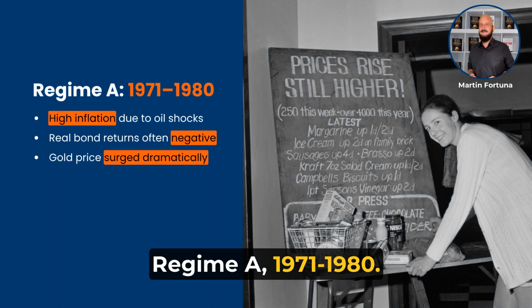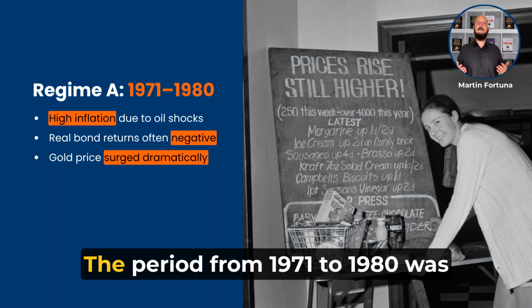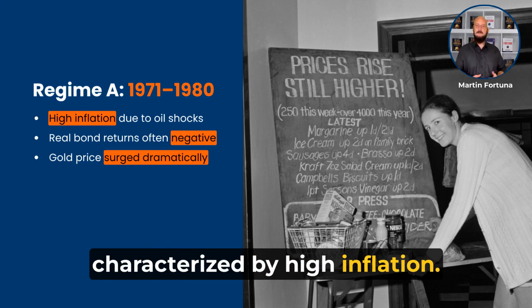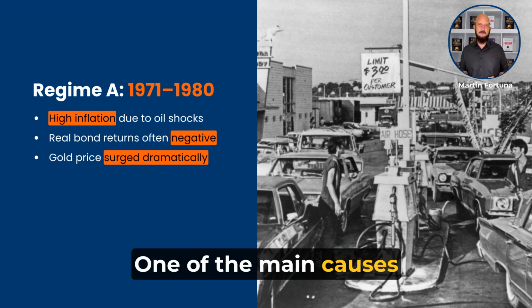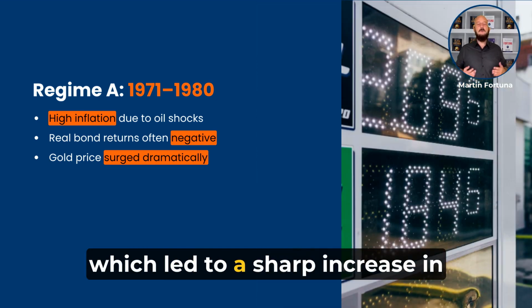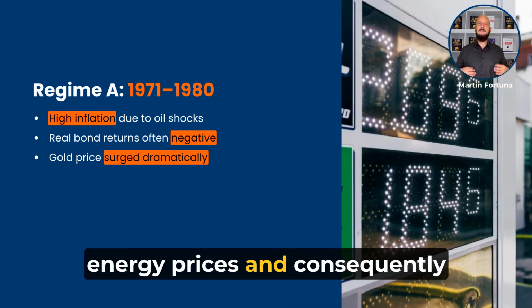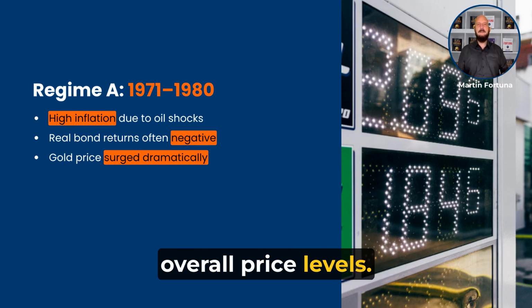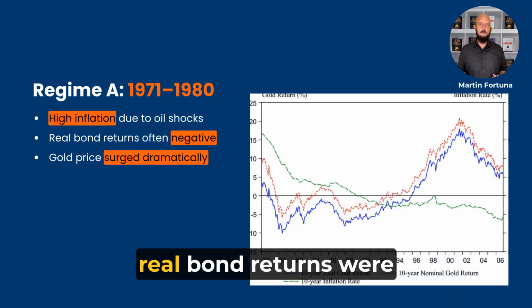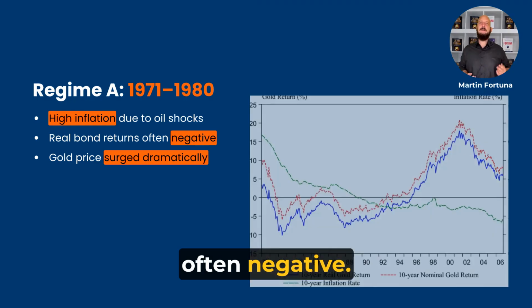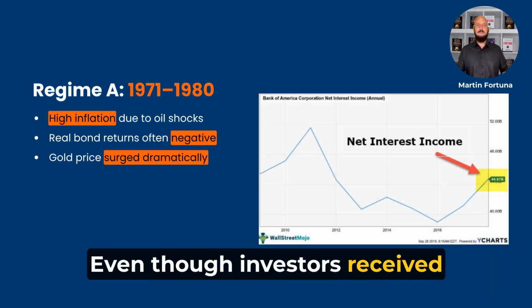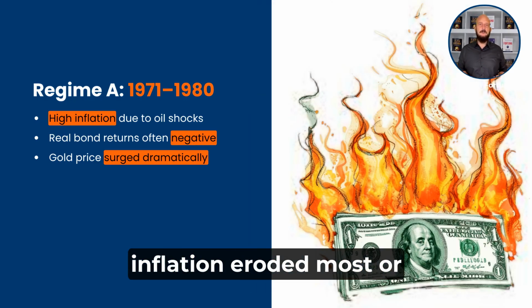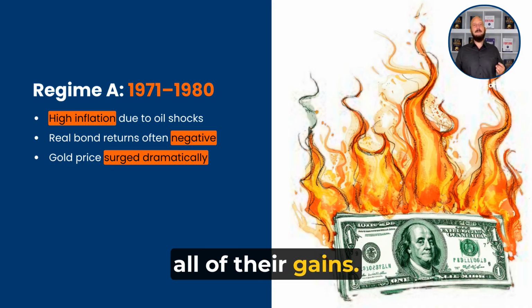Regime A, 1971-1980. The period from 1971 to 1980 was characterized by high inflation. One of the main causes was the oil shocks, which led to a sharp increase in energy prices and consequently overall price levels. During this time, real bond returns were often negative. Even though investors received interest payments, inflation eroded most or all of their gains.